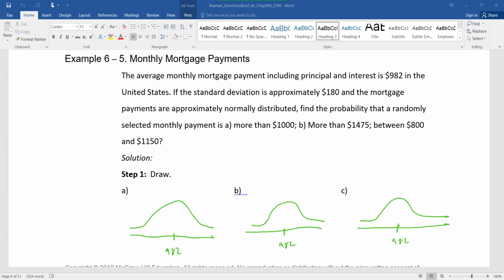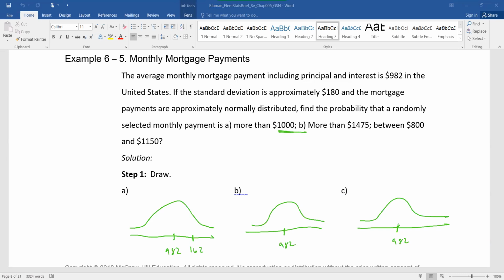982. All right. This first one, I'm looking for more than 1,000. Well, first, let's look up our first standard deviation. So what would our first standard deviation calculate at? And how would I figure it out? So what is 982 plus 180? So 1162, perfect.